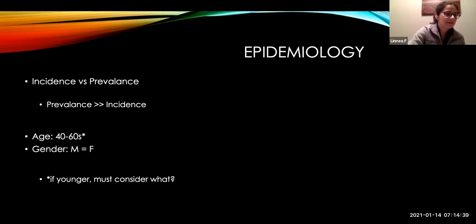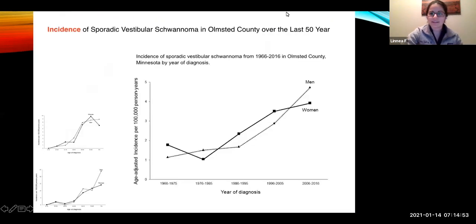Some of the studies I'm going to go into, there's like a couple little graphs that I thought were interesting. Dr. Carlson out of Mayo Clinic has done a lot of epidemiological studies out of Olmsted County, where Rochester, Minnesota is. Let's take a look at these. So this is what he was looking at, the incidence of sporadic vestibular schwannoma in the county over the last 50 years. So looking at how the incidence has actually risen over the last couple of decades. You can see kind of in both men and women, the numbers are going up.